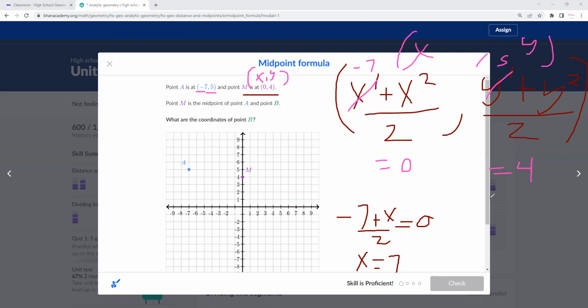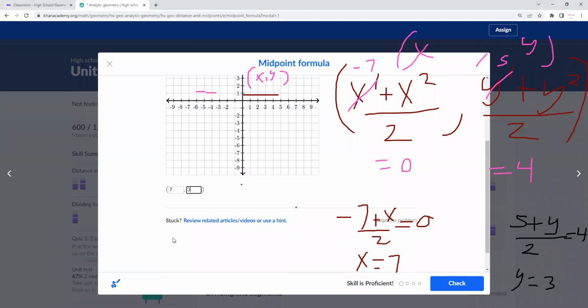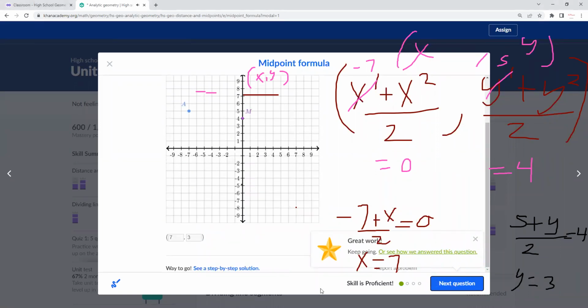For y, we have 5 plus what over 2 gets us 4. Multiply 2 to the other side, you get 8 minus 5, you get 3. So y equals 3. Right? Because 5 plus 3 is 8. 8 divided by 2 is 4. So our other endpoint, sorry, I keep saying midpoint, is at 7 for x and 3 for y, which is right. If we were to graph it, it would be right here.